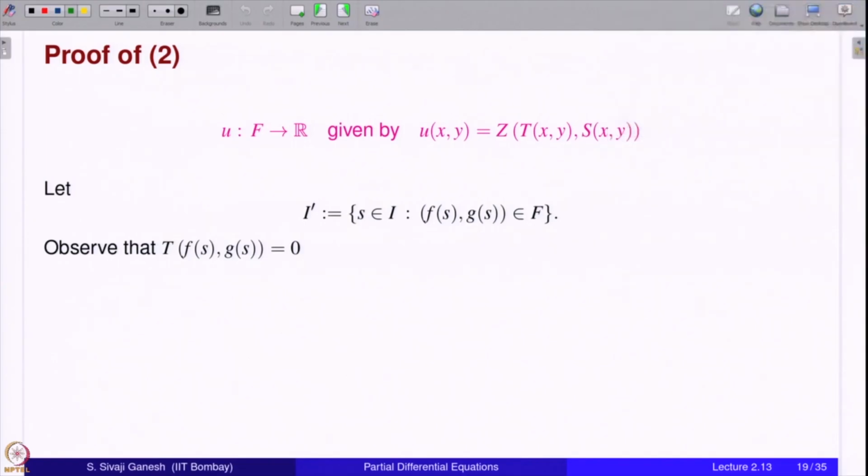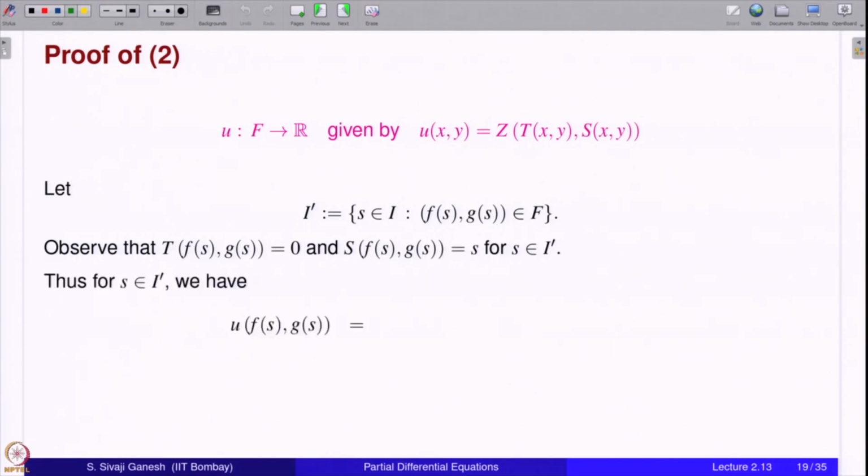So, define I dash to be those values of s in I for which (f(s), g(s)) belongs to F. Okay. So, this is that I dash which came there. So, s belongs to I dash, the datum curve will be on the corresponding integral surface defined by this u. So, observe that T of (f(s), g(s)) is 0 and S of (f(s), g(s)) is s.